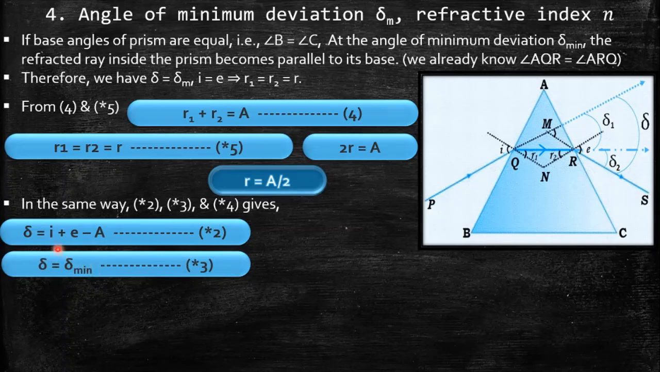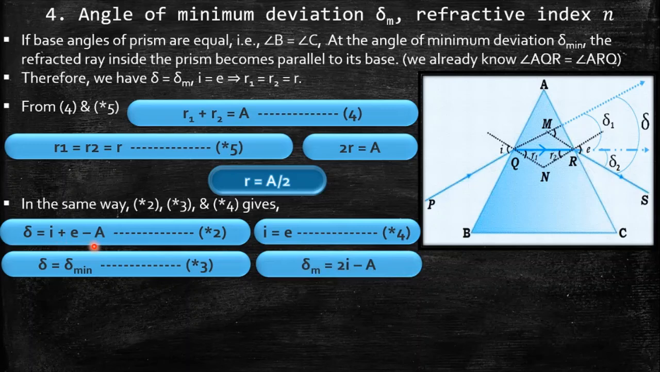So we simply have to substitute delta as delta minimum. And what was star 3 or rather star 4? It was i is equal to e, right? So by simply putting both of these equations, star 4 and star 3, in my equation star 2, I get delta is equal to i plus i minus A. That is, delta M is equal to 2i minus A, correct?